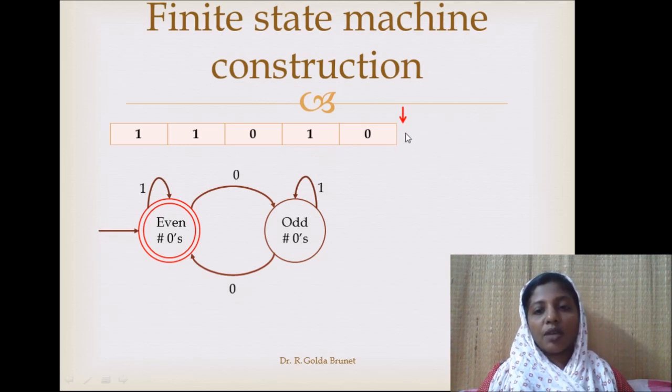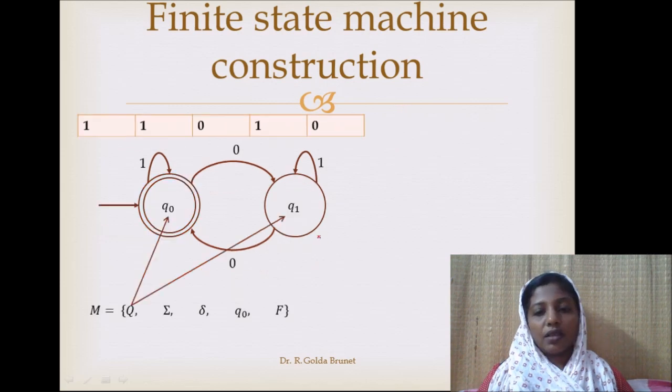If there were one more 0 here, from this state we would have transited to the other state. And after that, there would be no symbols. In that case, the string will not be accepted by the machine.